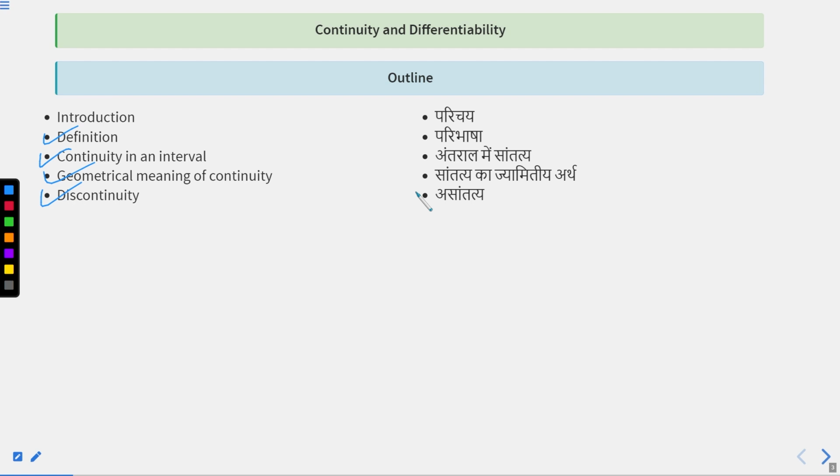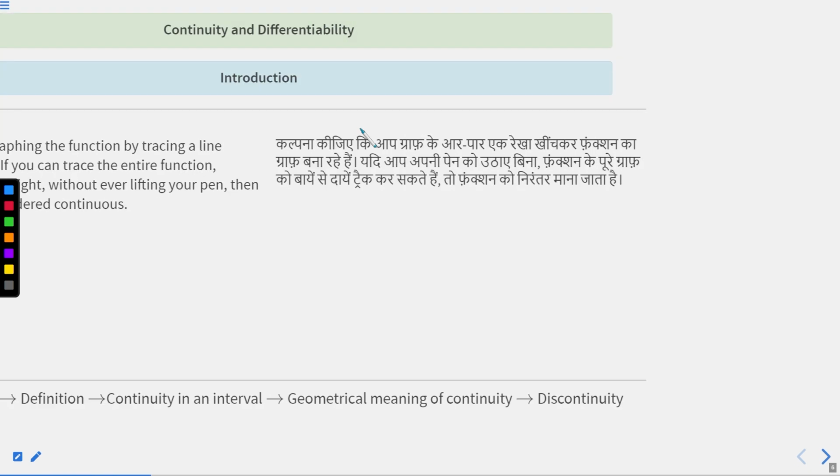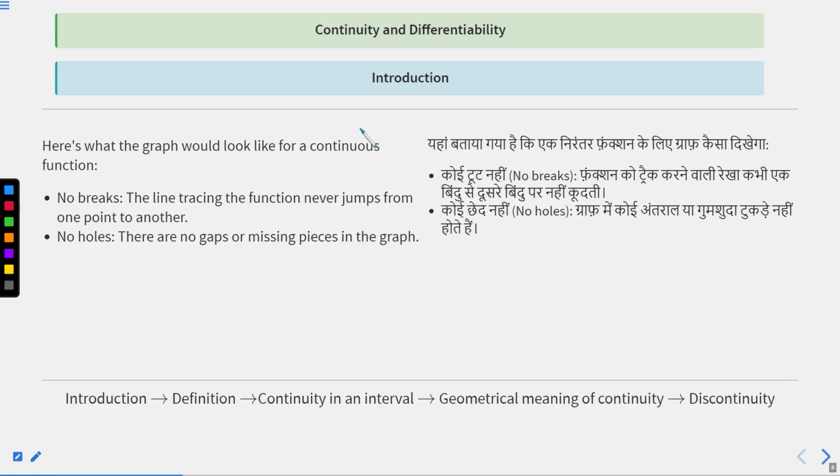So let's jump to our first thing, the introduction part, or what we actually mean by continuity. Let me just skip the introduction. The main thing is the definition. Continuity means that the graph would look like a continuous function. That means there will be no breaks, no holes. The line tracing the function never jumps from one point to another, and there are no gaps or missing pieces in the graph. That's it, in layman's language.